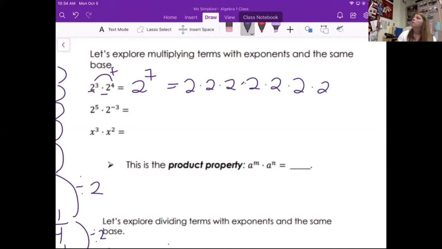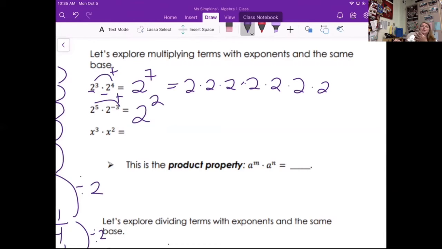Same thing goes over here. Right now, I have a negative exponent. That's okay until I get to my answer. So we want to add 5 and negative 3. That would leave us with 2 to what power? What's 5 plus negative 3? 2, right? So 2 squared, which I know you can calculate as 4, but I'm not worried about that right now.